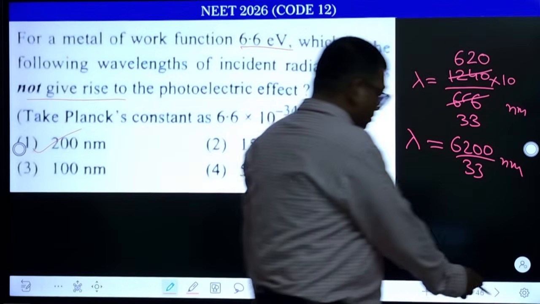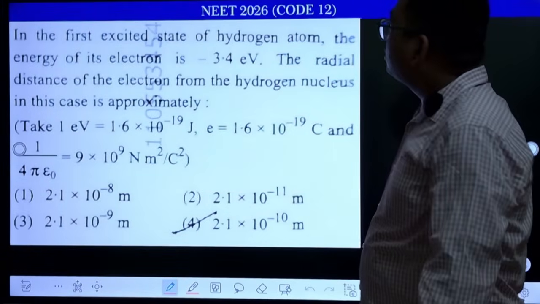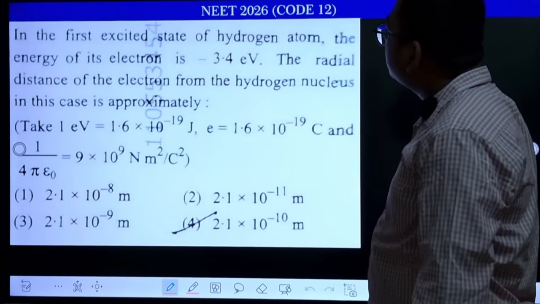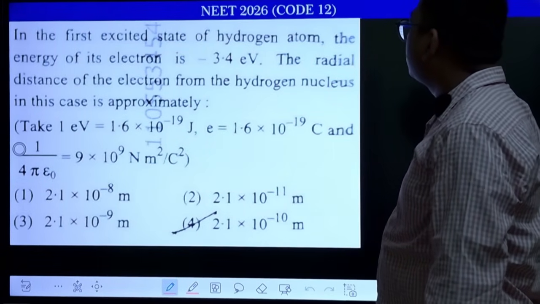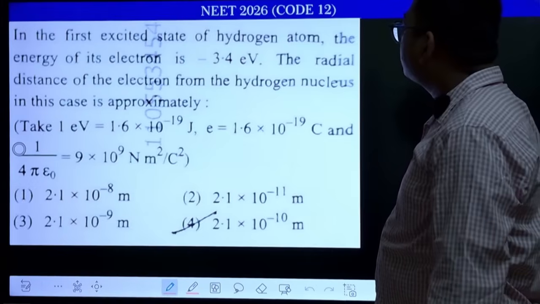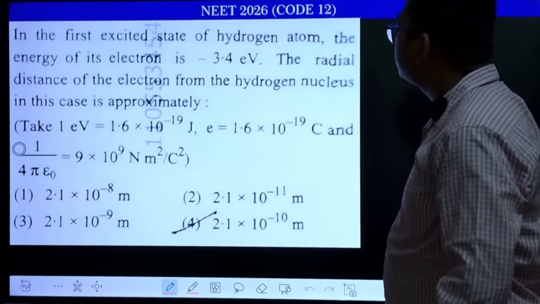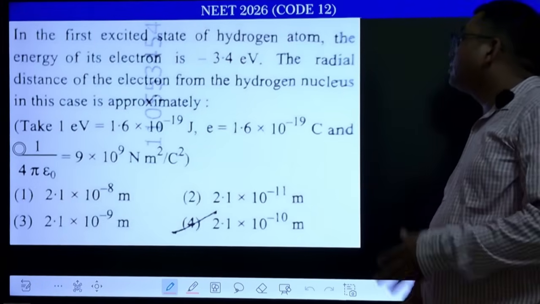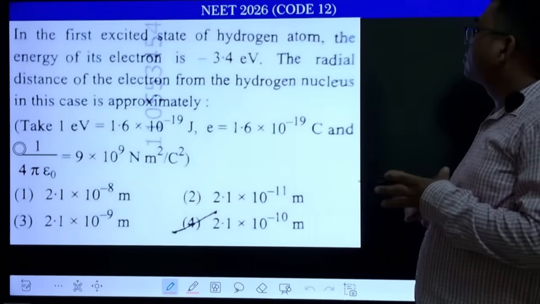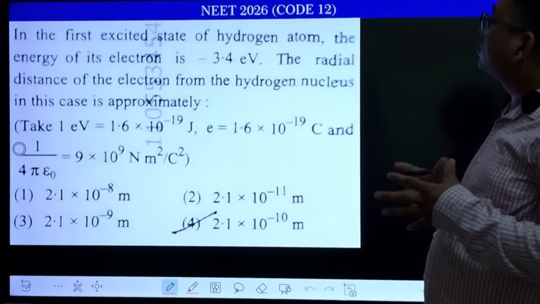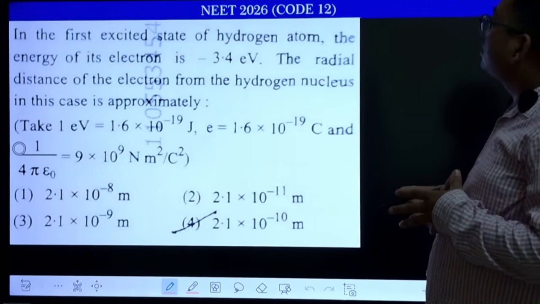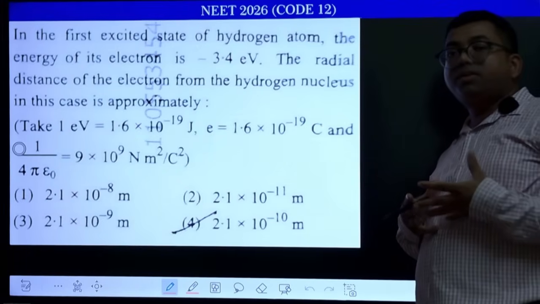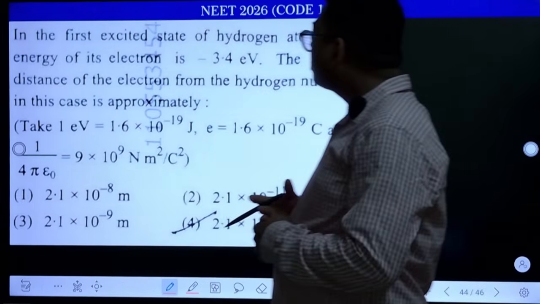Let us move next. In the first excited state of the hydrogen atom, the energy of the electron is given. The radial distance of the electron from the hydrogen nucleus in this case is approximately what? Energy is given and we have to calculate the distance. How do you calculate this?